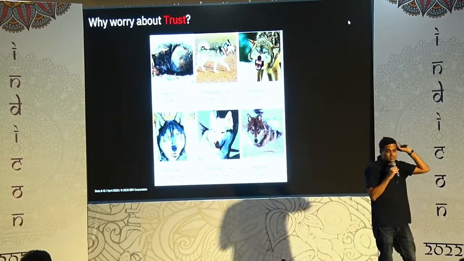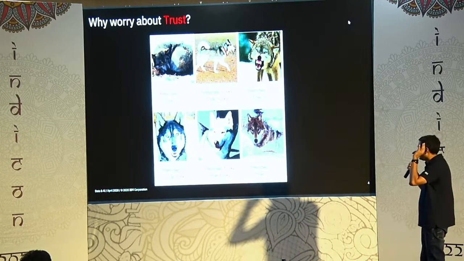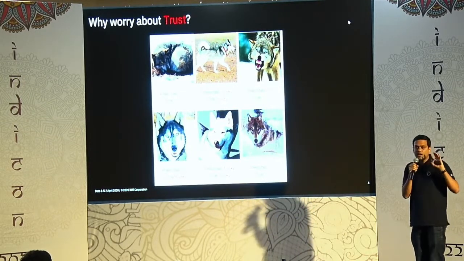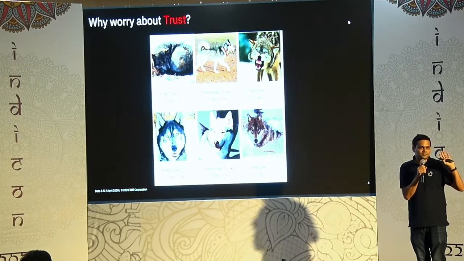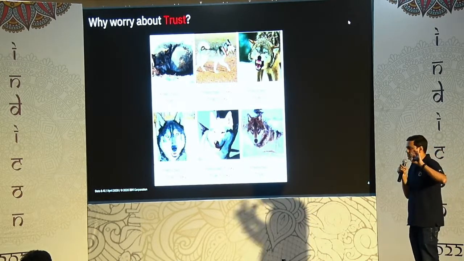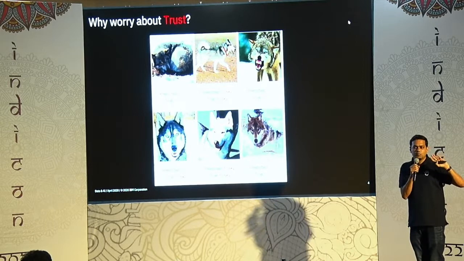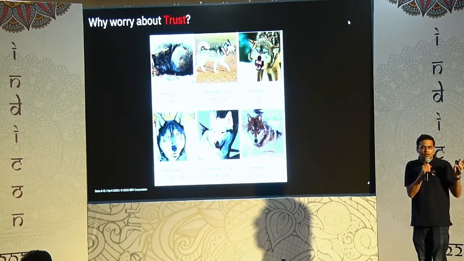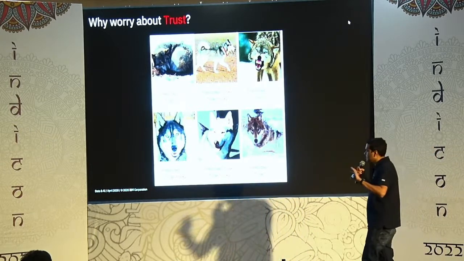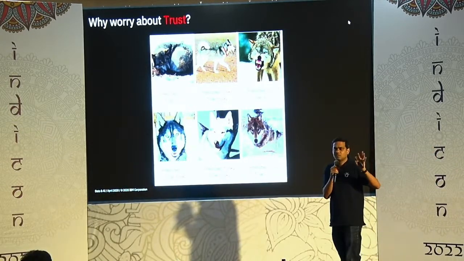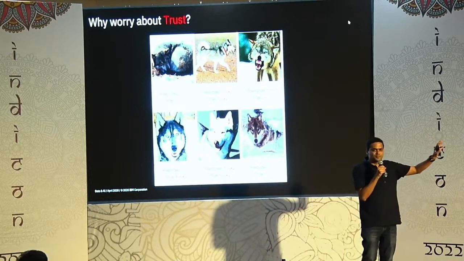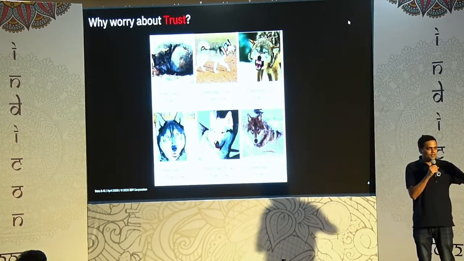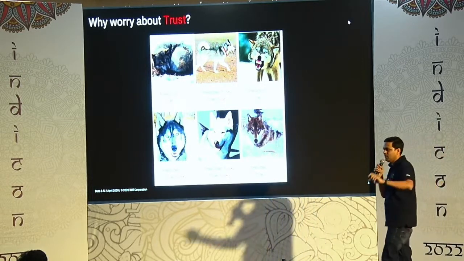So what happened in this case was that all the images of wolves had snow in the background. Or most of the images of wolves had snow in the background, and most of the images of huskies did not have snow in the background. What the model ended up learning is that if there is snow in the image, it has to be a wolf. If there is no snow in the image, it's a husky. That's what the model ended up learning.